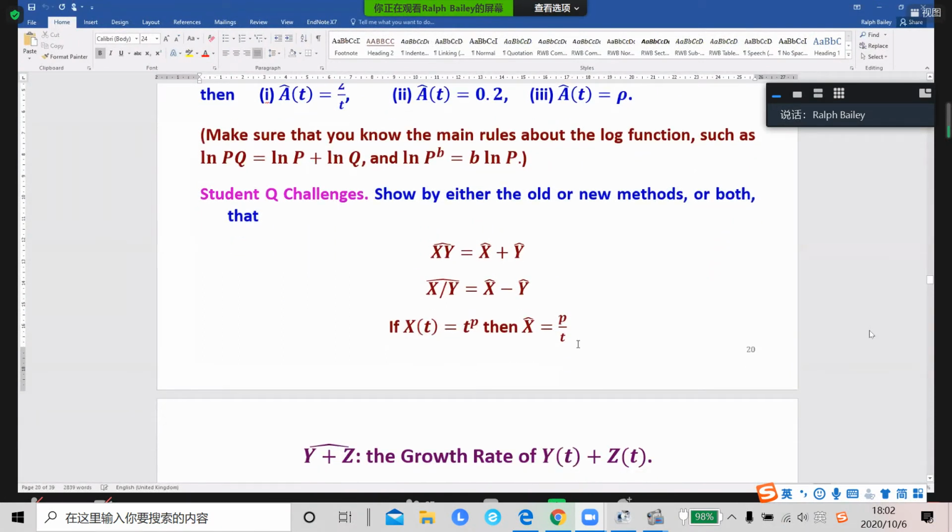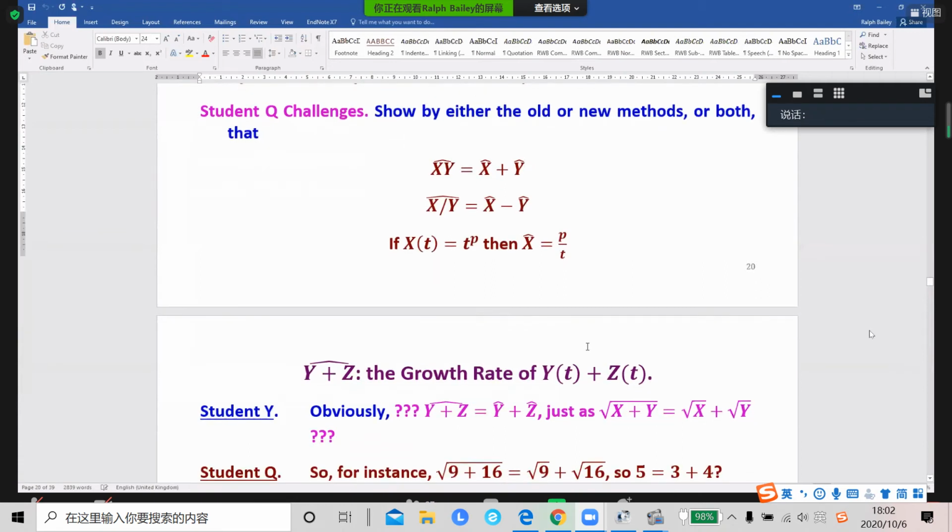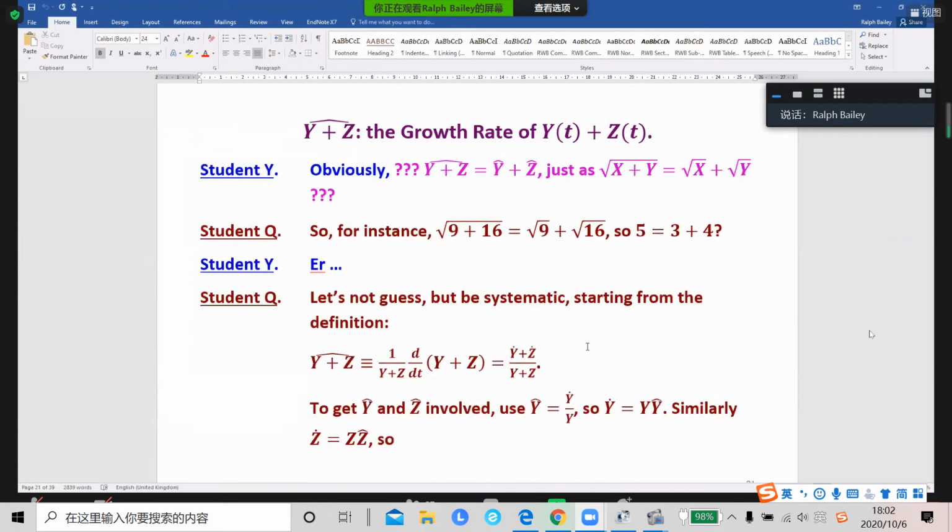But you can't assume that everything's going to be simple. Student Y thinks that the growth of y plus z will be the sum of the two growth rates. But we're suspicious of that because we've just seen that the growth of y times z is actually the sum of the two. So what goes wrong?